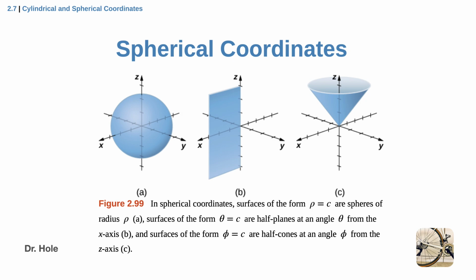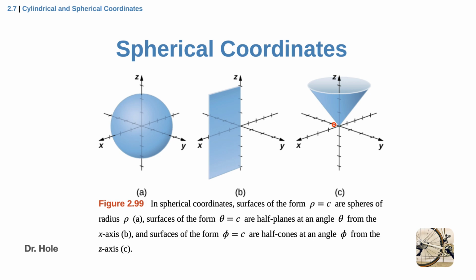One last thing. We have 3 pictures. These 3 pictures correspond with the 3 variables of spherical coordinates set equal to a constant. The first is a picture of a sphere. Rho equals a constant. The middle picture is a half plane, as we saw before. Theta equals some constant. The third picture is phi set equal to a constant.